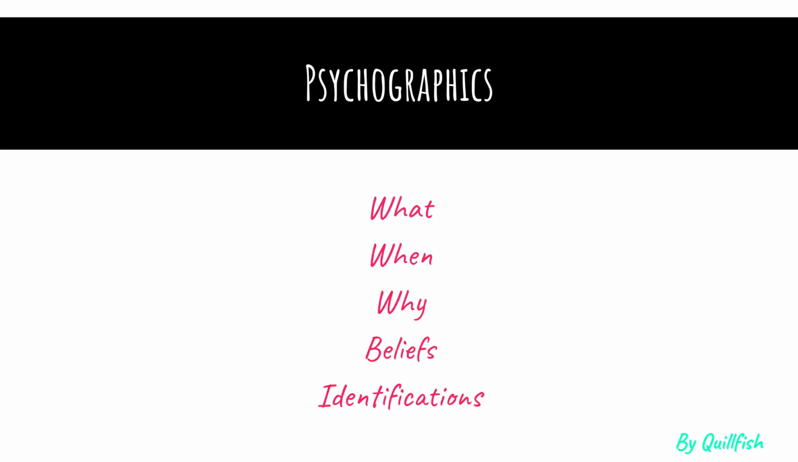The second way to compile this information, after you've got the who, the what, and the where into your demographics, is to go through psychographics. Now, psychographics are essentially how a person behaves and believes. So you're going to take that person's what, the when, the why, and their beliefs and identifications and put them into the psychographics column.